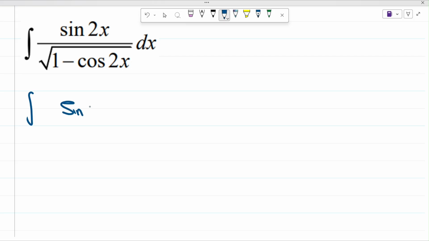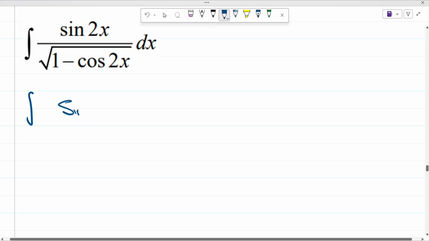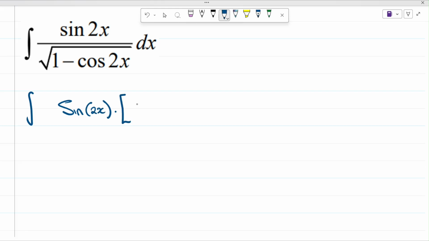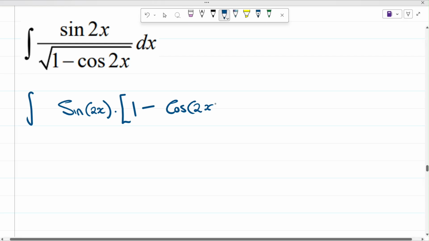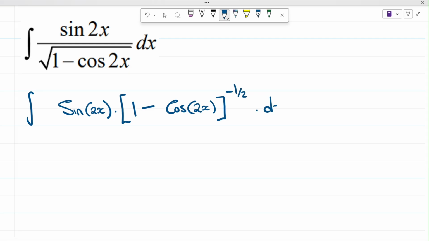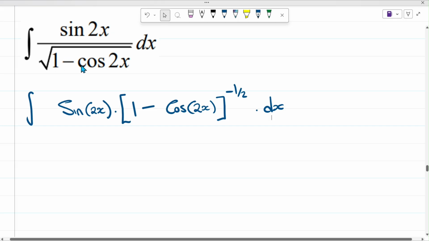So we're going to have sine of 2x, which is multiplied by 1 minus cos of 2x to the power negative half dx. So what did I do here? I changed this root and took it up, and then it changed the exponent into negative half, and everything remained the same there. I didn't do anything to the rest.